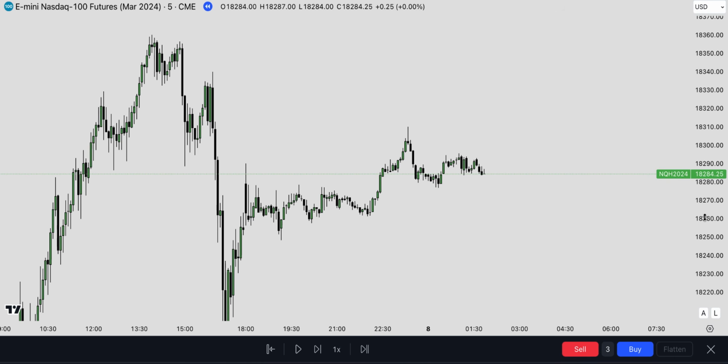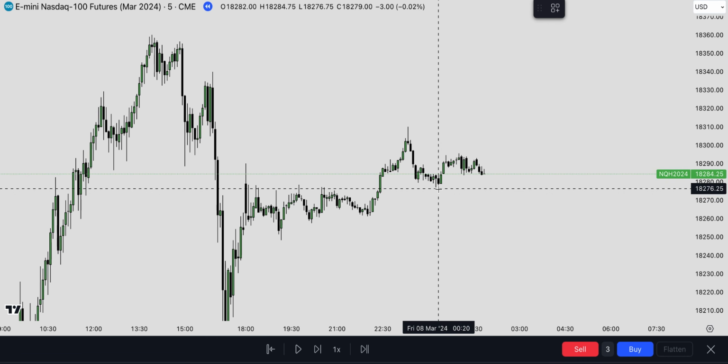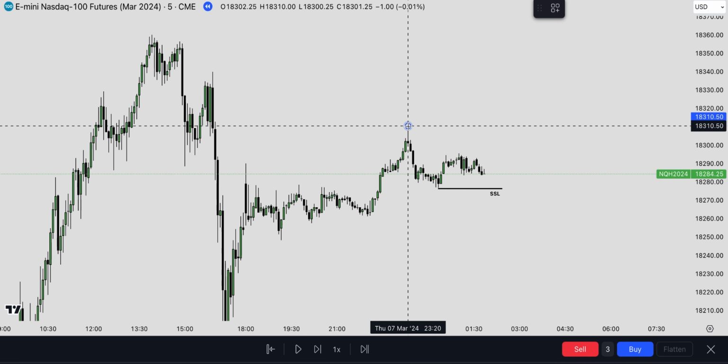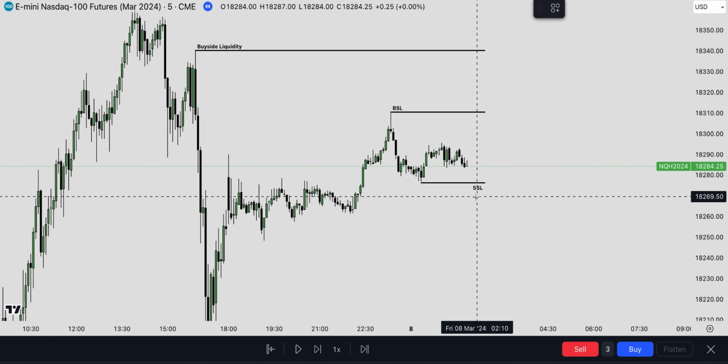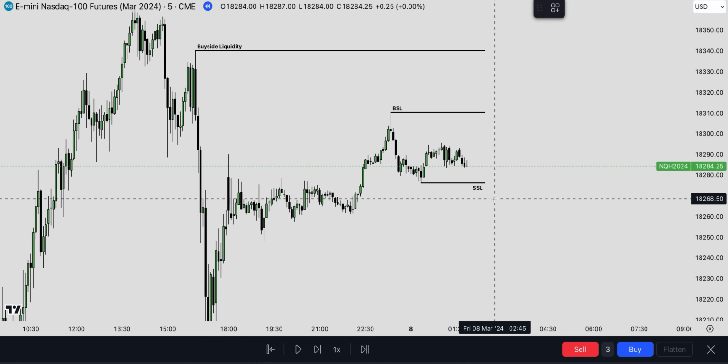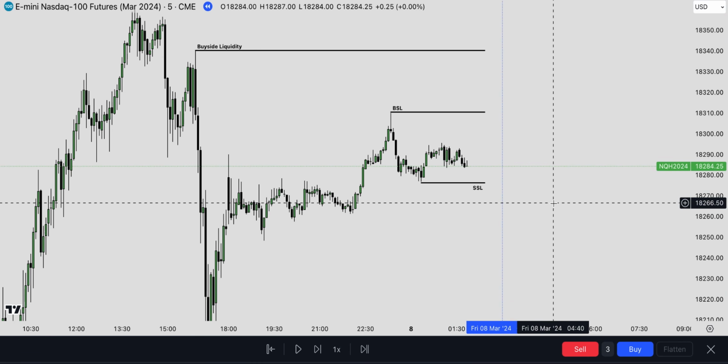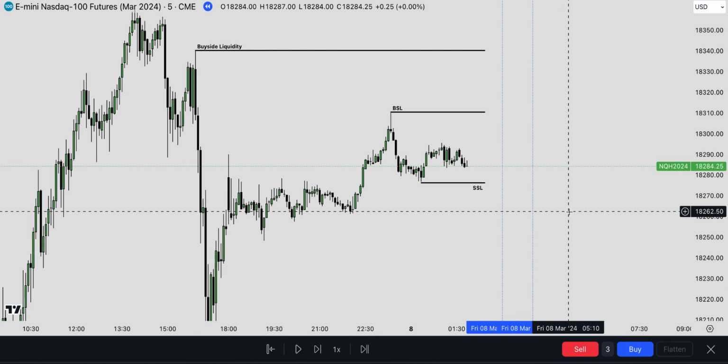Okay, so let's start off with the London session example. The first thing you're going to want to do is mark out your sell side and buy side liquidity levels. So these are your obvious swing lows, your obvious swing highs. Once you've done that, you want to wait for the macro time to start. So this is from 3 a.m. to 4 a.m. Now that you've marked everything out, you want to wait for a liquidity sweep. This can either be buy side or sell side. Either one of them gets swept.